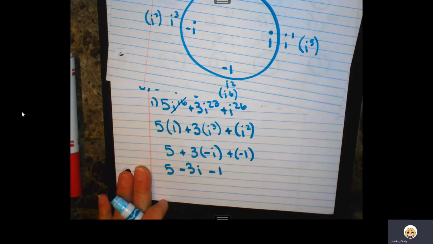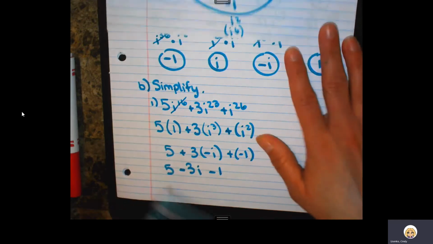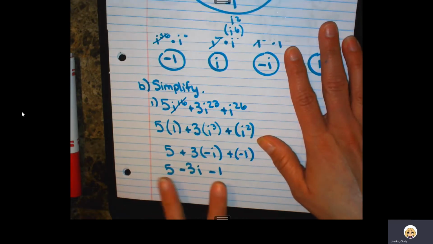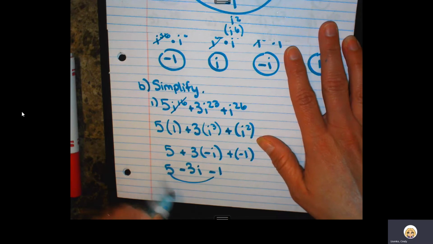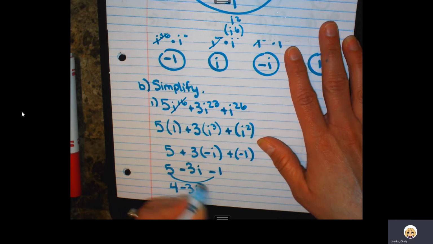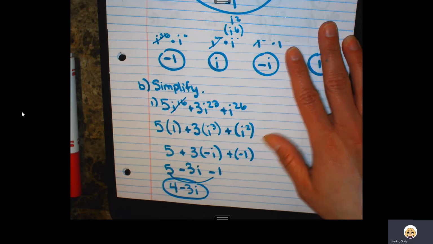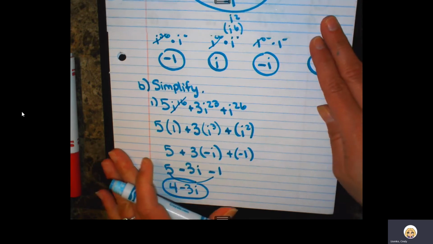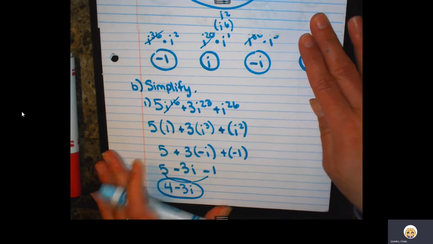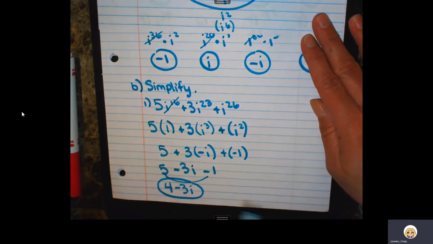Now I'm ready for my answer. So I'm going to combine like terms. Think about if this was an x, you could not combine it with these two. So if I combine my numbers, 6 minus 1 is 4, and then I'm left with minus 3i. There's my simplified answer. This may seem confusing as a lesson, but when we do the practice assignment the next day, hopefully this will make more sense.